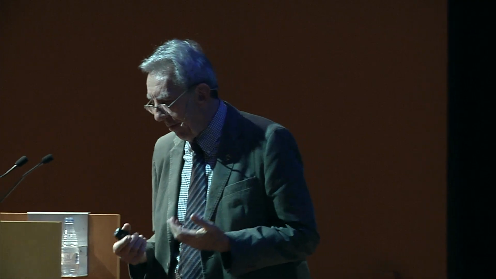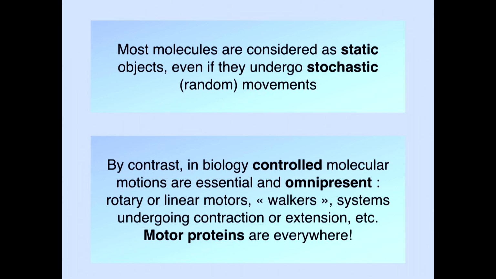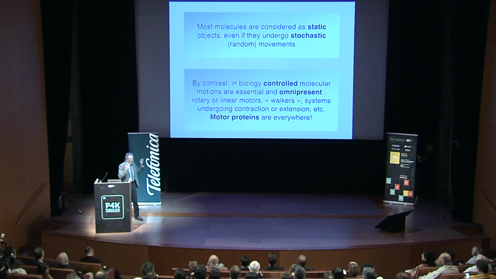Now let's look at molecules from a more general viewpoint. Most molecules are considered as still objects, static objects, even if they undergo stochastic deformation, distortion. But these molecules, the millions of molecules that have been made by chemists, were considered as motionless. Now let's look at biology.